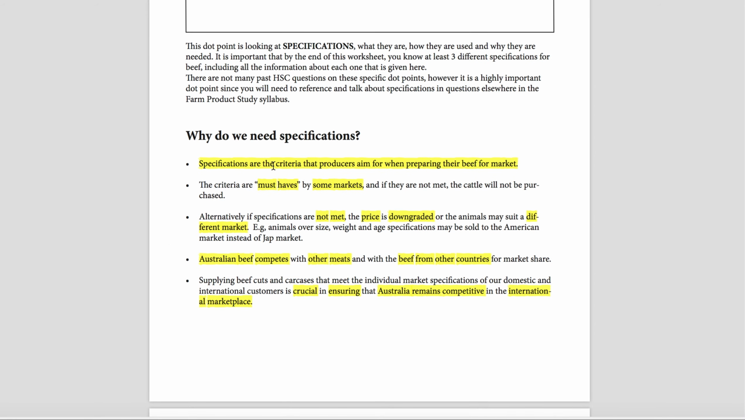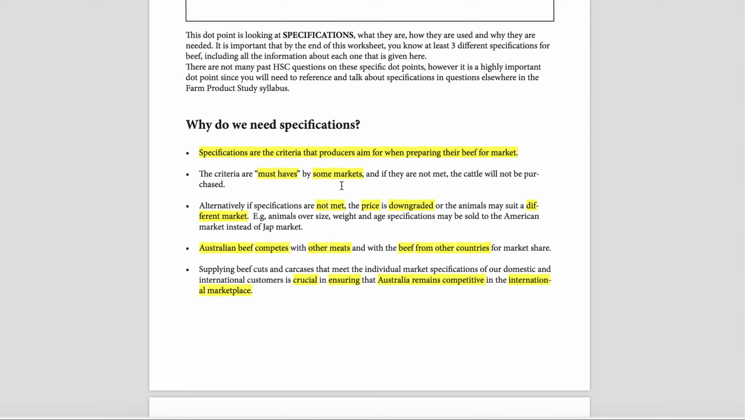So specifications are basically criteria that producers aim for when preparing their beef for market. So they're basically things that the beef must have, and markets require them. So they'll say we need to have a fat depth of this or a marbling score of this much. And that way farmers know what they're actually aiming for. If you don't have a goal and a measurable goal, then you can't meet it.